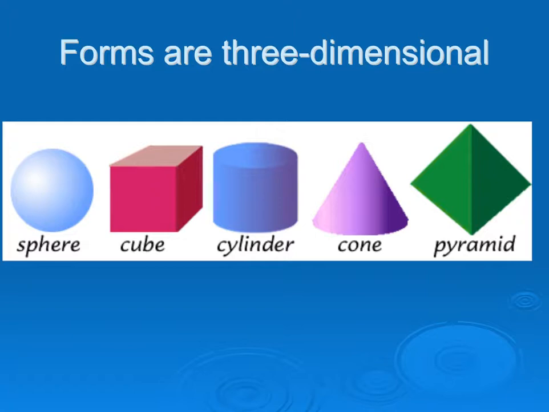Our next element of art is form. Form is three-dimensional. It will have height, thickness, and width, versus shape, which is flat and two-dimensional. People confuse these things, so think form is three-dimensional. Form, three-dimensional; shape, two.